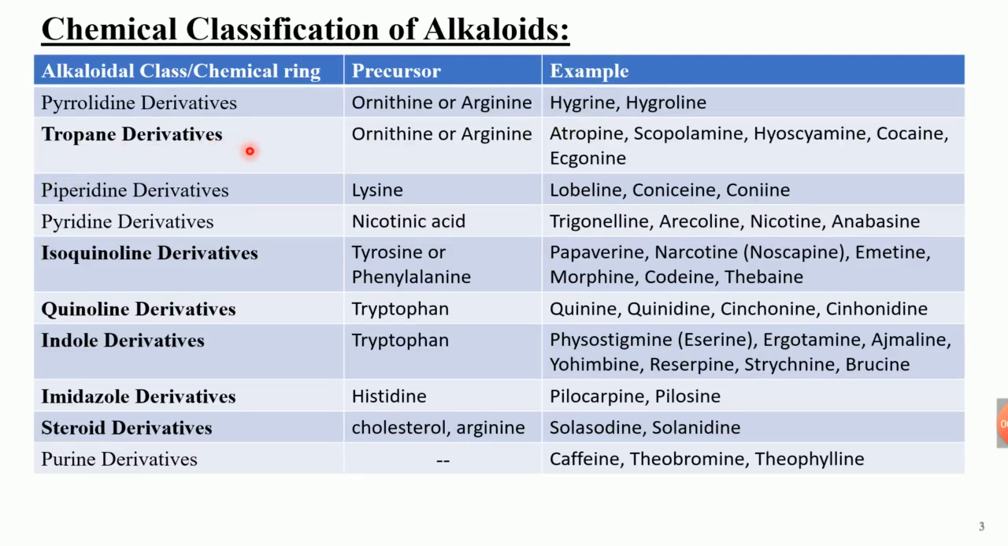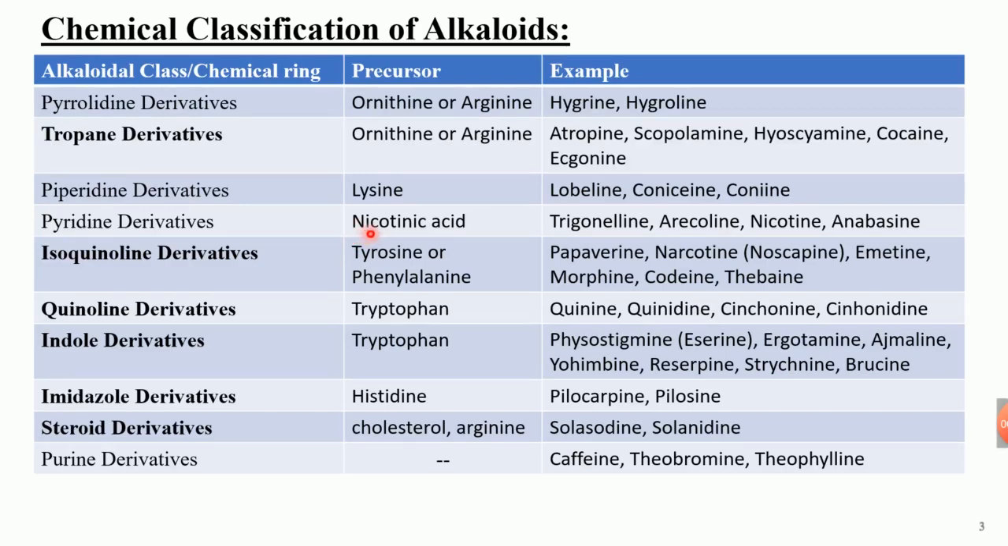Second is tropane derivative or tropane class of alkaloid, which is synthesized from ornithine or arginine amino acid. Examples include atropine, scopolamine, cocaine, eugonine, hyoscine, etc. Next is piperidine derivative. They are synthesized from lysine amino acid, and examples are lobeline, conicin, and conine. Next is pyridine derivative.